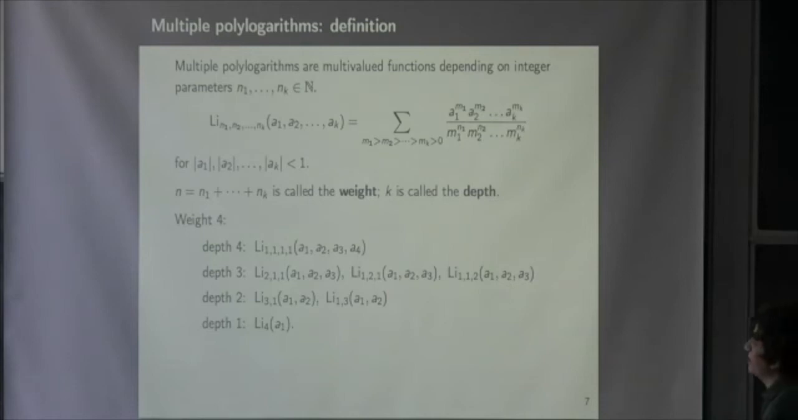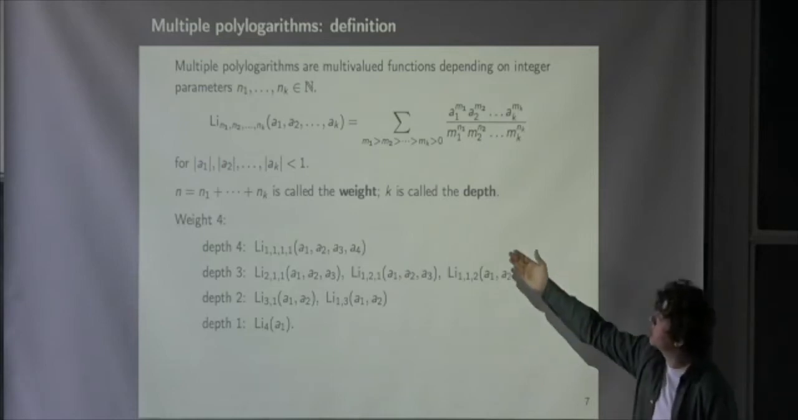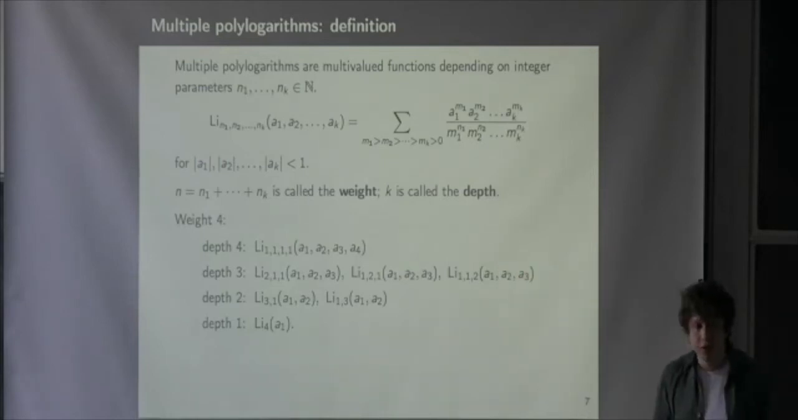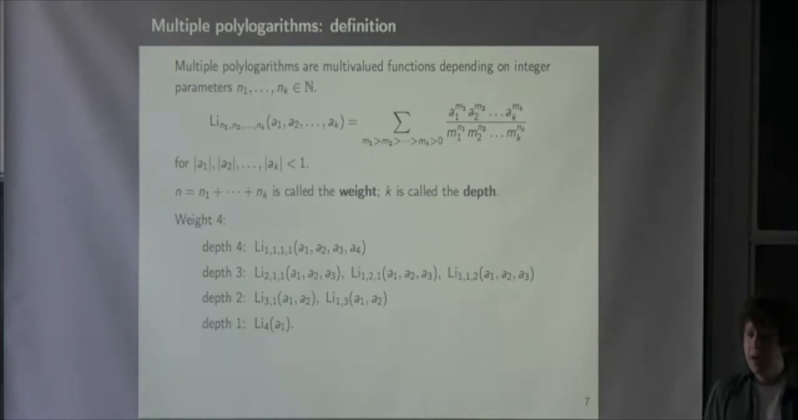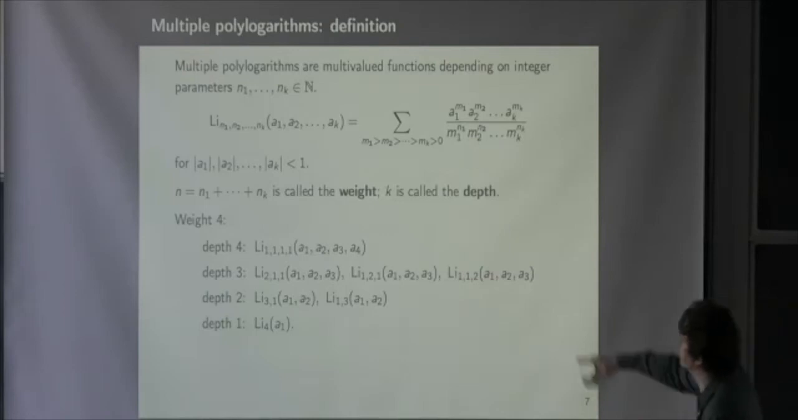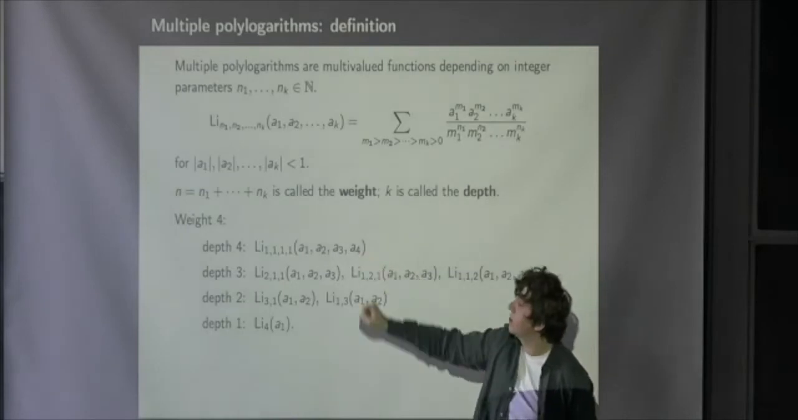So a priori, it's not clear why this is important. Why don't we just restrict ourselves to this one polylogarithm and work with that? But later on, at the end of the talk, I will start to discuss exactly this depth phenomenon. So for some reason, it's important. But you can think of all these functions as specializations of Li_{1,1,1,1}.